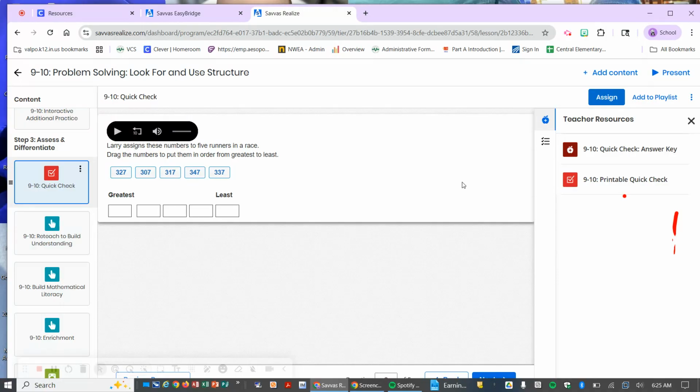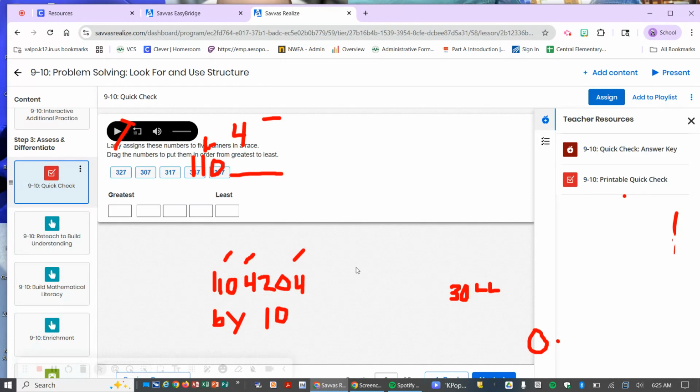Larry assigns these numbers to 5 runners in a race. Drag the numbers to put them in order from greatest to least. Biggest number here, smallest number here, fill in. I can tell you I already noticed the pattern where the hundreds place is the same and the ones place is the same. So you are comparing based on the tens place. I don't know why that happened, but we need to try and get this out of here quick.